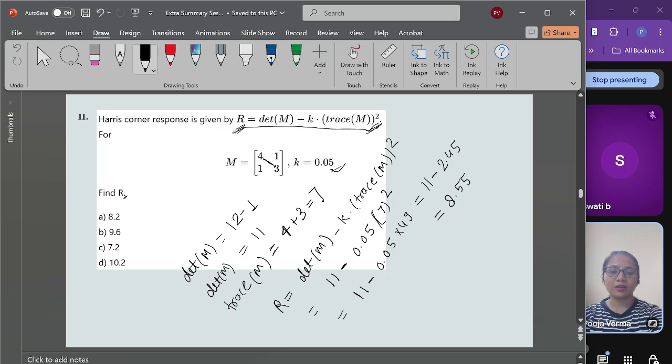So is that directly correct? The value you get is about 8.5, so just choose the closest option. If you see, 8.2 is the closest value to this one. So 8.2 is the correct answer for this question, option A. Check for the closest option: 8.2 is the closest, so 8.2 is the correct answer.